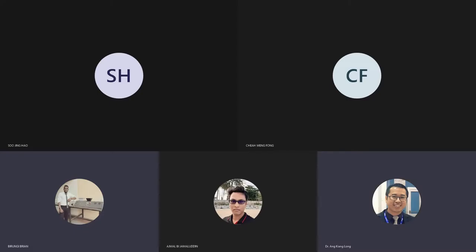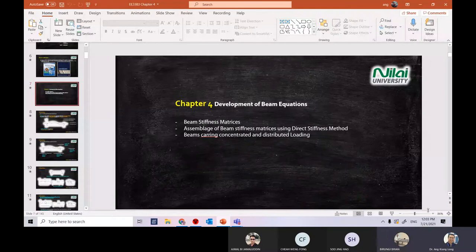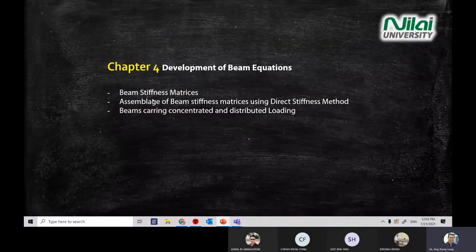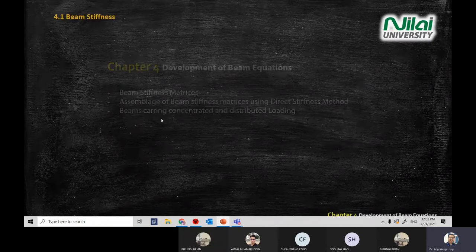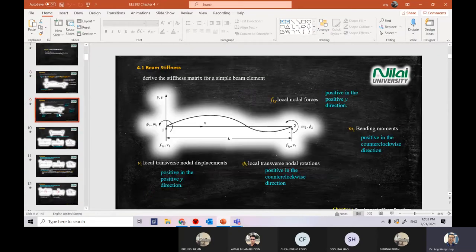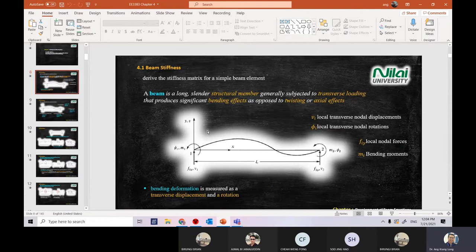Now we are at chapter 4, where we will deal with beams. Today we're going to look a little at the beam stiffness matrix, and then we're going to learn how to apply the equation. Previously we learned the difference between spring and bar, and now we look at beam.